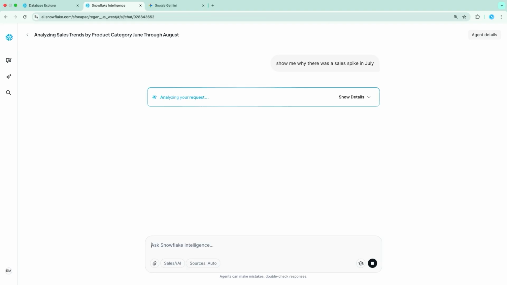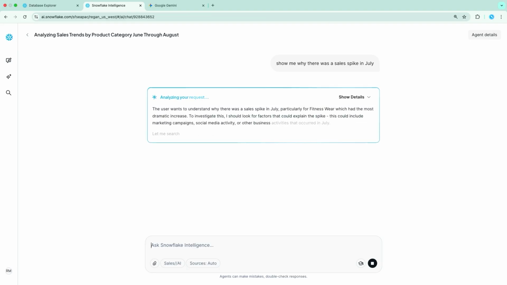So now what's going to happen is the AI is going to take my question. It understands the context. It saw the graph that we had there before. It knows that there was a graph that showed a spike. So it's assuming that the spike I'm talking to is because of the fitness wear category that spiked up. And it's going to go in and have a look at what data sets it has that it can interrogate to see if it can find a reason for the why behind this spike.